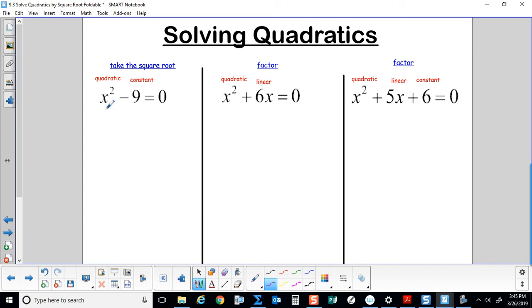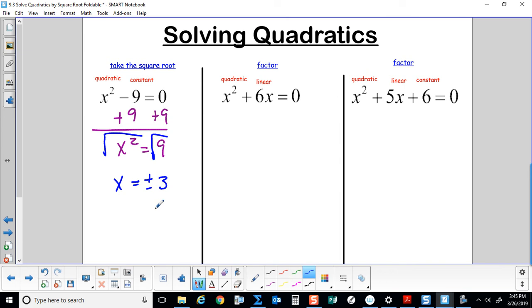Here we have a binomial. It has a quadratic term, an x squared, and a constant. There is no linear term. That would be a good candidate for the square root. So what we would do here, we're just going to isolate the x as we always do. X squared equals 9, and then we take the square root. X equals plus or minus 3.